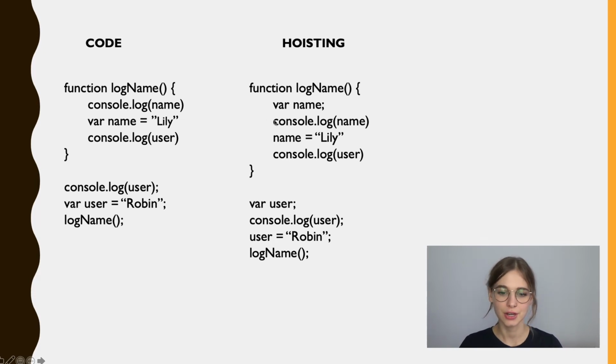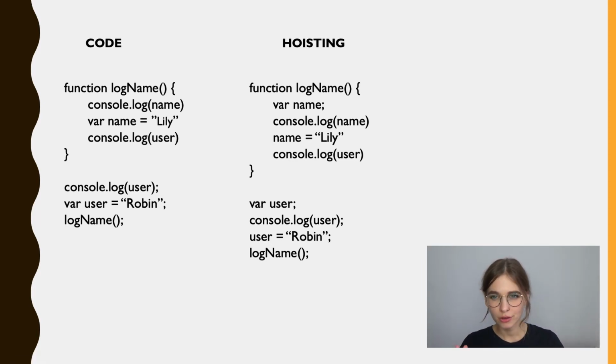Nothing has changed here. Then the program found the other thing to be hoisted, the variable user. Again, it extracted the declaration, moved it to the top, leaving the value behind. So variable user only as a declaration is at the top, and the rest goes as it was. Console log the value of user, and at the end, when we call the function log name.